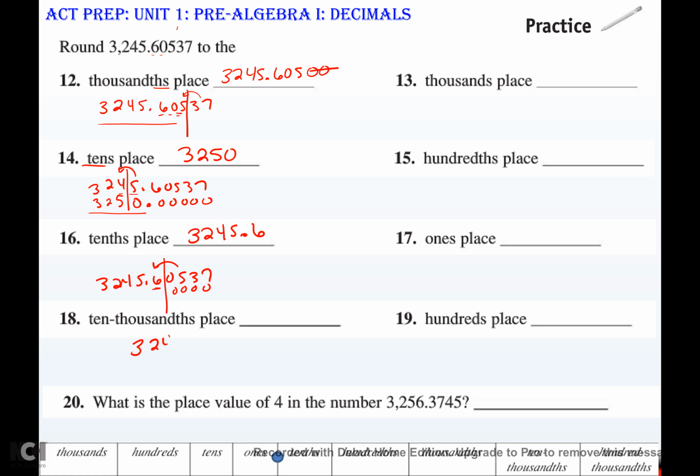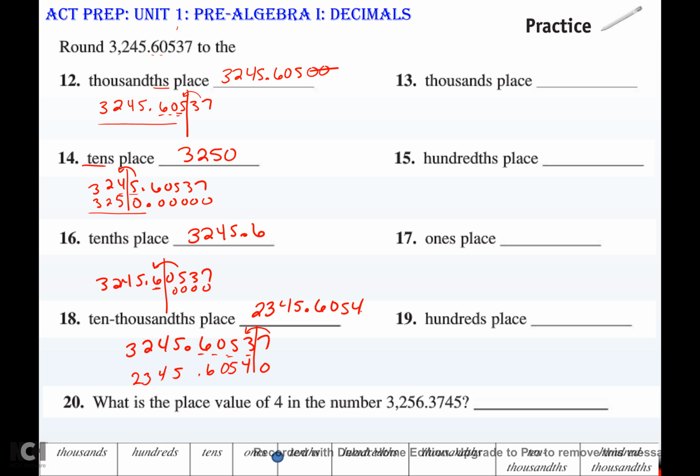Okay, the 10,000ths place: tenths, hundredths, thousandths, 10,000ths. Oops, I put a decimal in the wrong spot. My bad. 3245.60537. Tenths, hundredths, thousandths, 10,000ths. That 7 is going to bump it up to a 4. And the rest come down, and that turns to a 0. But all I would write is 3245.6054.